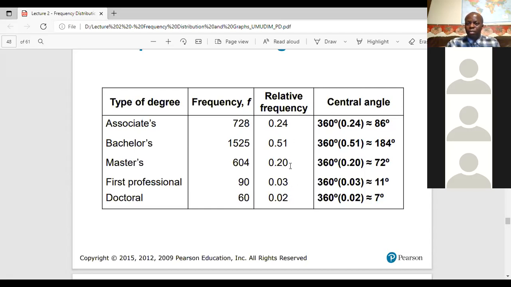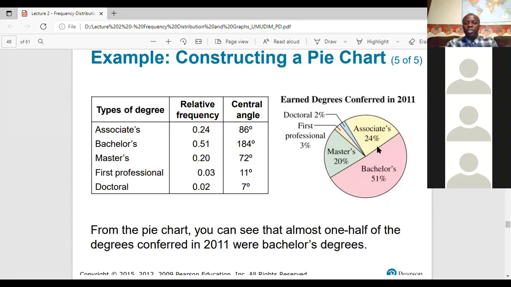Now, this is the relative frequency. To get the angle that you measure using the protractor, you multiply each of these by 360. So 360 times 0.24 gives us 86 degrees, which means that for the associate degree, you measure out 86 degrees. For bachelor's degree, we have 0.51 times 360. That'll give you 184 degrees. You can see all these measures in this chart here. The bachelor's is the largest, 184 degrees right here. You measure it out. So this is the principle behind it.